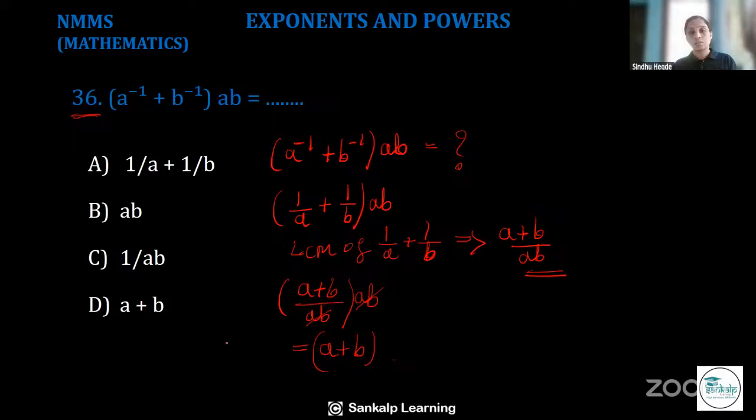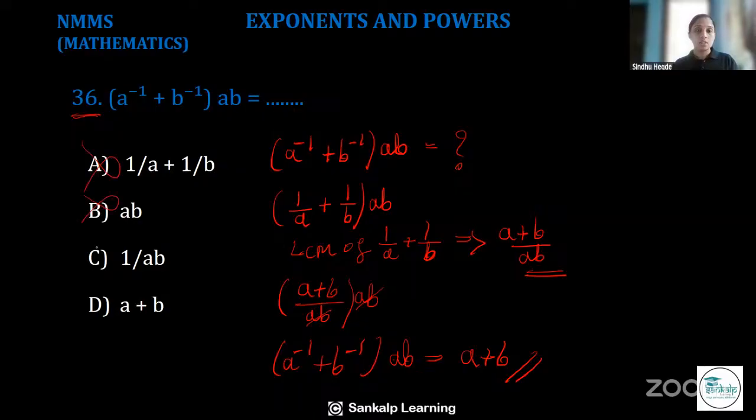This is our answer for A raised to minus 1 plus B raised to minus 1 into A into B. I will write one more time. Here A into B cancels out. That's why A raised to minus 1 plus B raised to minus 1 into A into B, we get the answer that is A plus B. So option A wrong, B wrong, C is also wrong. B is A into B, not A plus B. So option D is the correct answer.